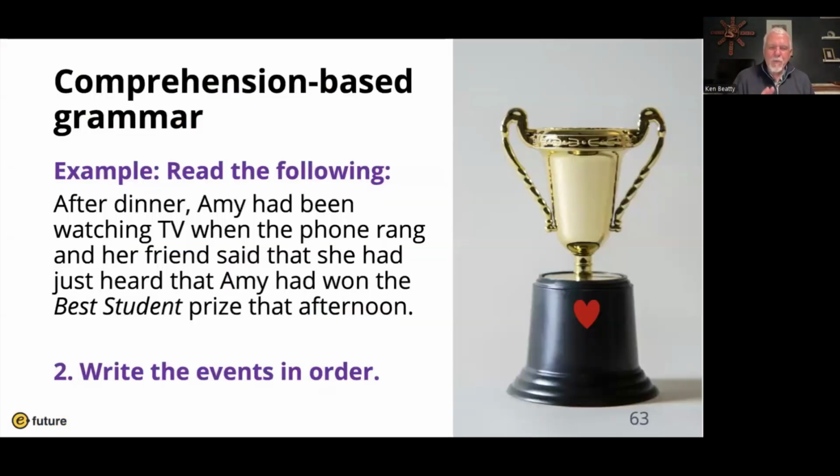Okay, so example, read the following. After dinner, Amy had been watching TV when the phone rang, and her friend said that she had just heard that Amy had won the best student prize that afternoon. Okay, so here's the challenge. Write the events in order. Well, isn't that the order? No, no, no, no, no. What are the events? What happened first in the order of all of this, right?